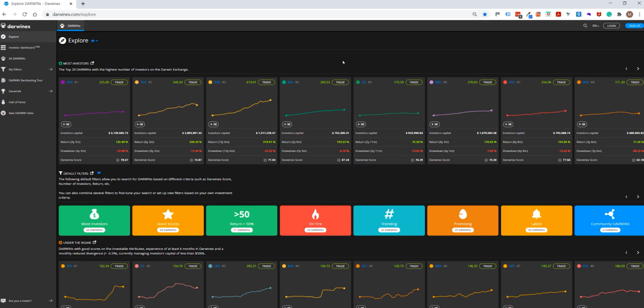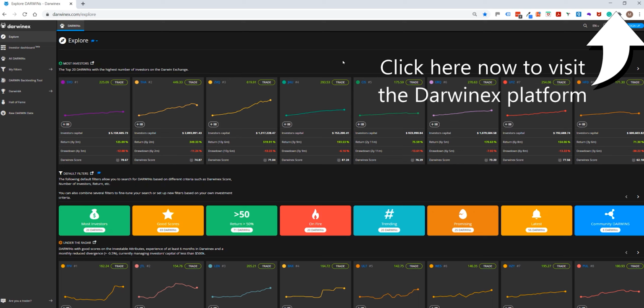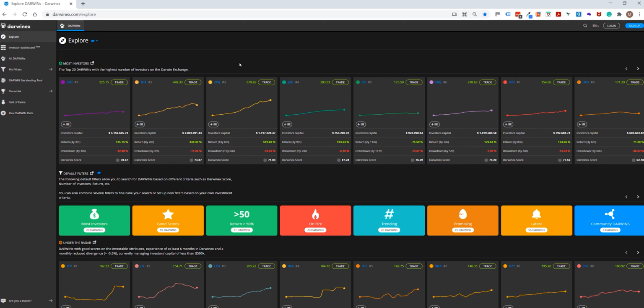And to do that, what better way than to look at some of the systems on the Darwinex platform. The top section here shows those traders that have got the most investors. So this is where investors can back those individual traders, and then the traders can earn a success fee as each asset gains in value.